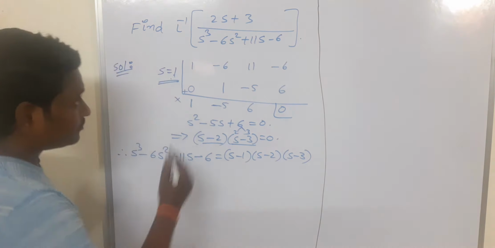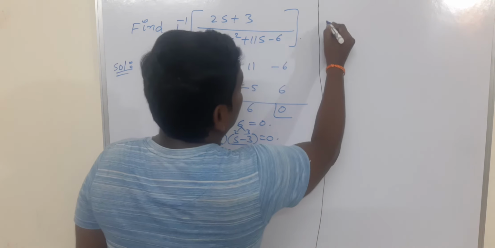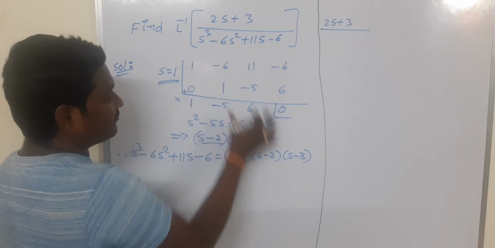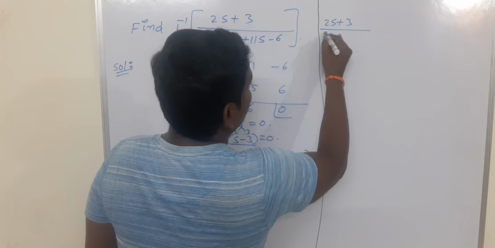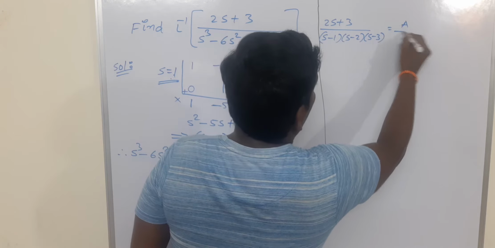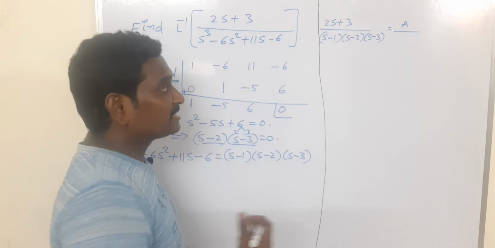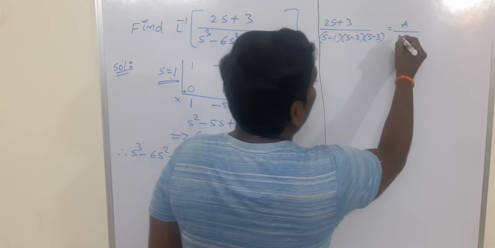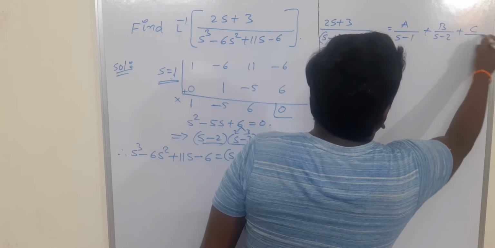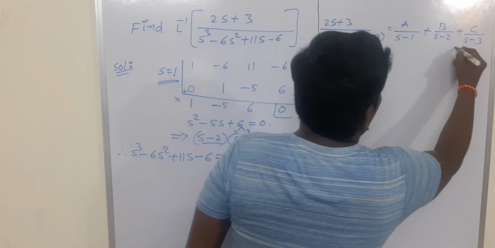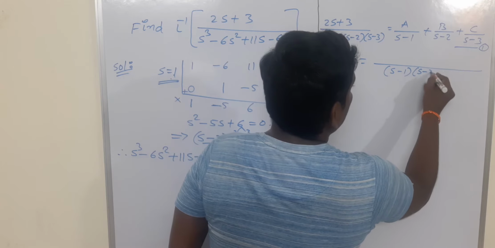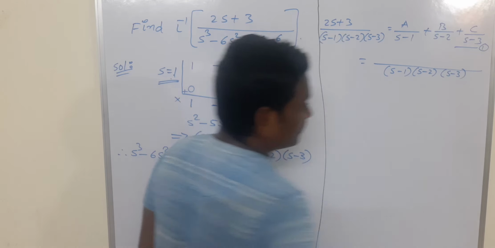Okay. Now consider the given problem. The given problem becomes 2s plus 3 by, directly replace this cubic term with this one. So you will get s minus 1 into s minus 2 into s minus 3 is equal to, the denominator has 3 different linear factors. That's why partial fractions become a by s minus 1 plus b by s minus 2 plus c by s minus 3. Take it as equation number 1. Take the LCM, s minus 1 into s minus 2 into s minus 3.